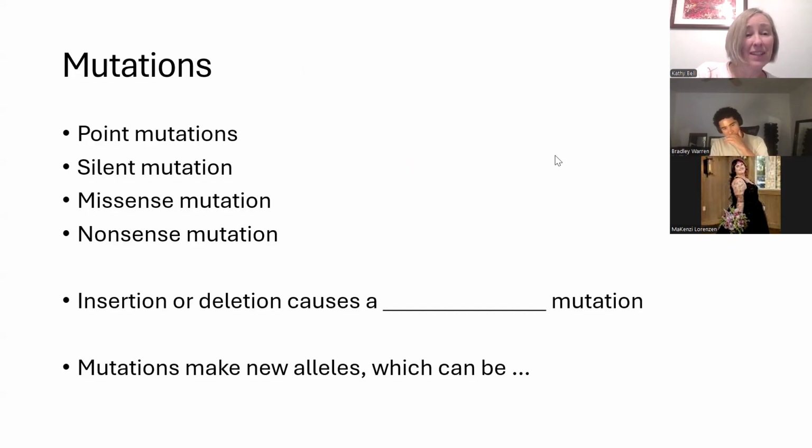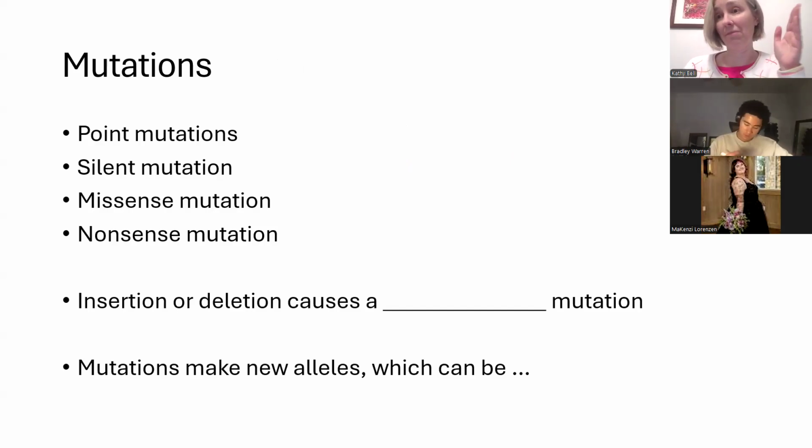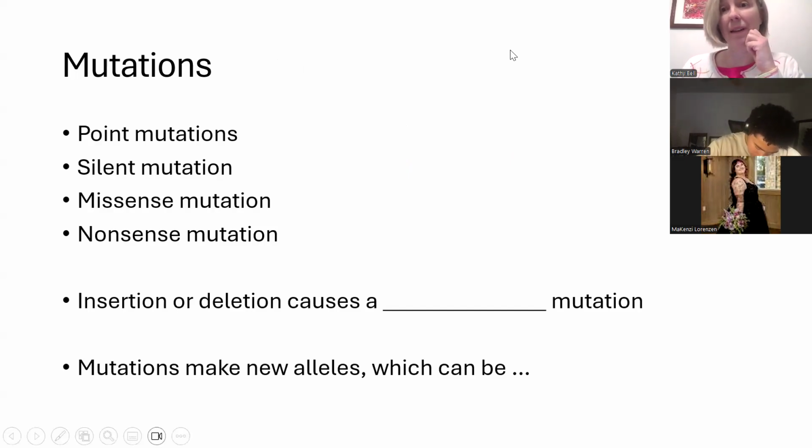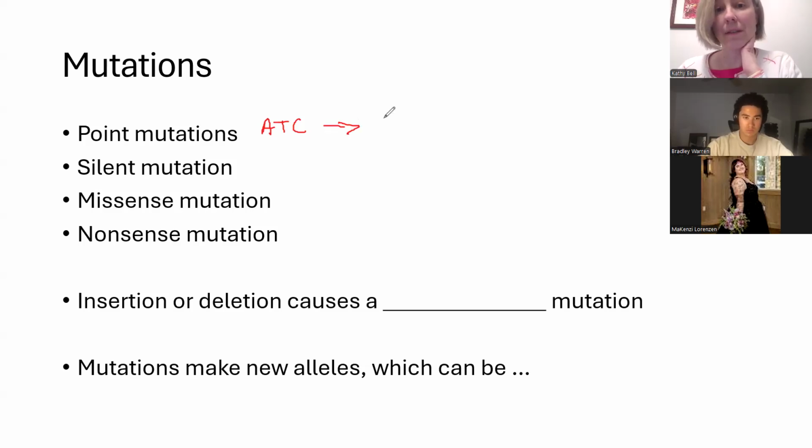All right, and then we can have mutations, which are just changes in the DNA sequence. Point mutations would just be a change in a single spot in the DNA. So maybe it was supposed to be ATC, and now it's reading as AAC instead. That would be a point mutation. All right, so what would be a silent mutation?